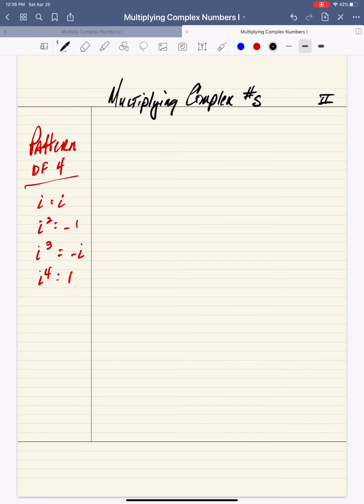Okay, we're going to continue multiplying complex numbers. Let's say you have a monomial squared, like 2i to the second power. You could write it out twice and get 4i squared, right?